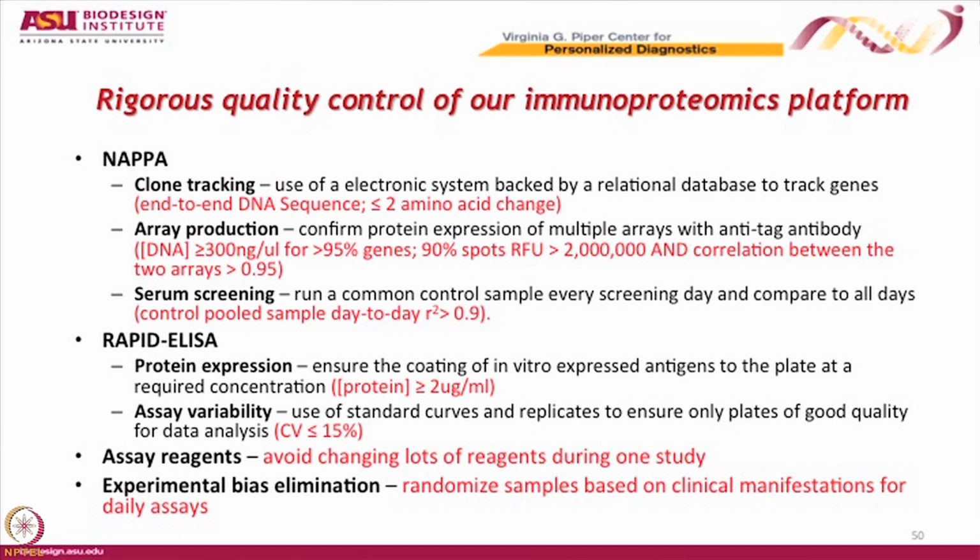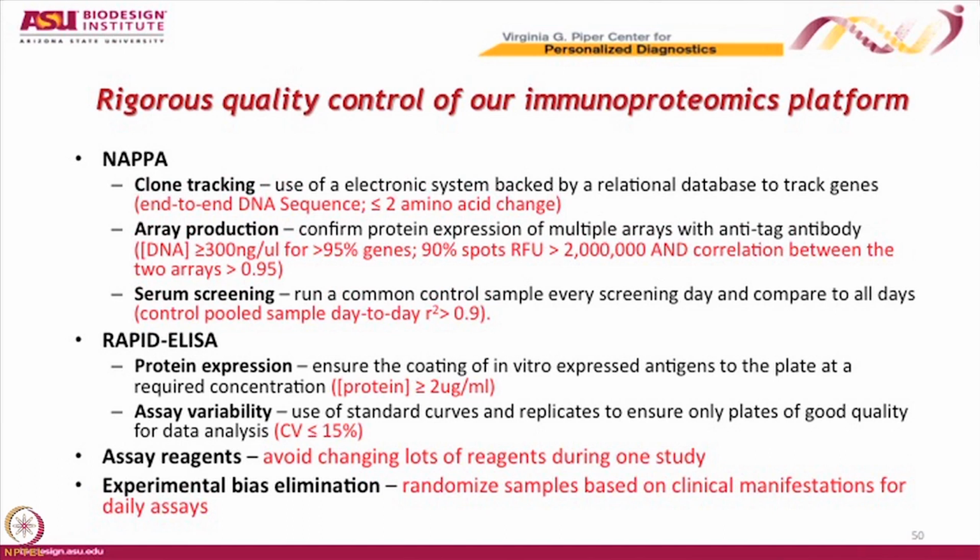First of all, we make sure that there's greater than 300 nanograms per microliter of DNA for 95% of the genes that we're going to print. So before we even print, we look at the plate that has the DNA in it, and we make sure that we have an adequate amount of DNA for every protein. If we don't, we go back and we fix the ones that are broken or that are too low.